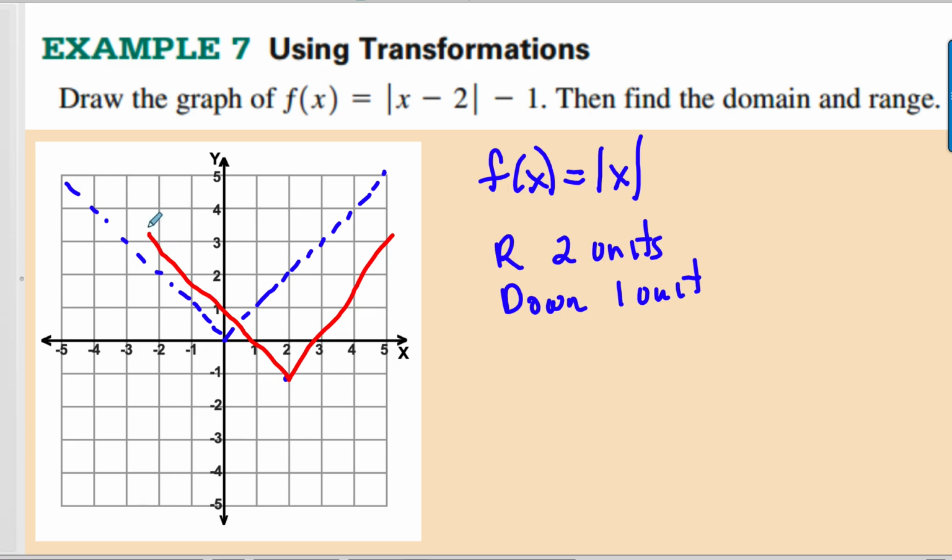And there we go. And the domain will be all real numbers. We can have any x. And my range is going to be from -1 to infinity in interval notation.